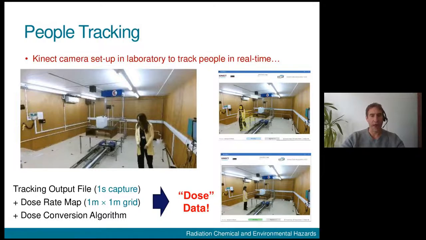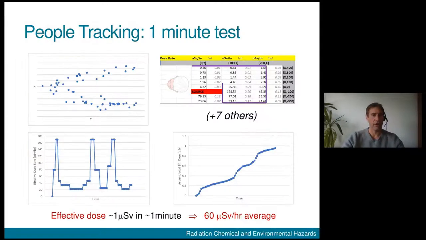So as the person moves around, and we can see superimposed on the floor, we have these 1 by 1 meter grid points that are being snapped at each time. So by combining this tracking data with our dose rate maps, we're able to come up with the effective dose that was experienced as she walked around. So it looks like this.